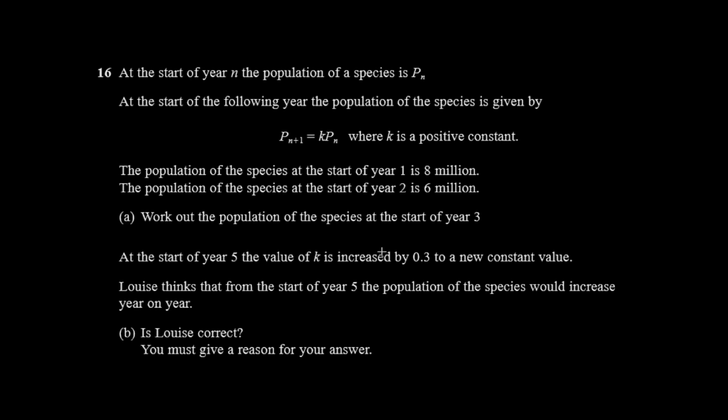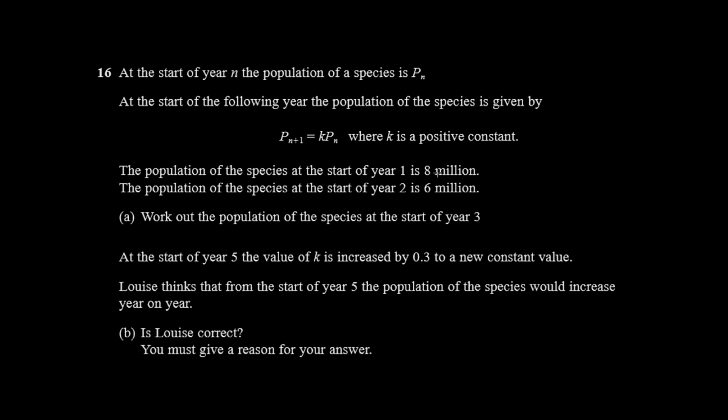So question 16 is about population growth, and we're given the formula for that growth: the population of the next year is k times the population of the year before, where k is a positive constant. We're given that our starting point in year 1 is 8 million, and that the population of this species at the end of year 2 is 6 million. So the population has gone down, so k may be a positive constant, but it's less than 1.